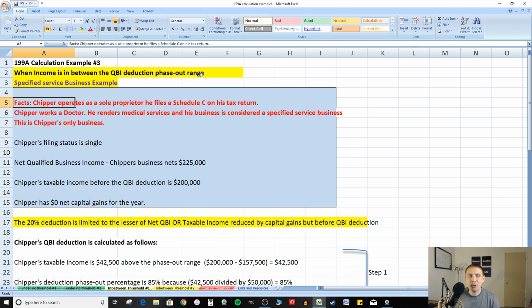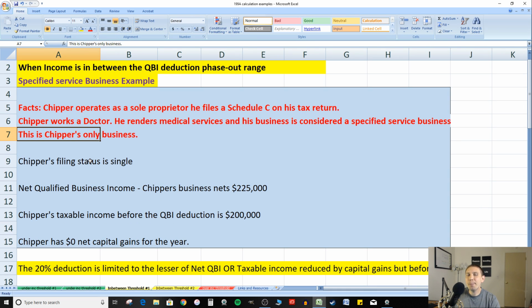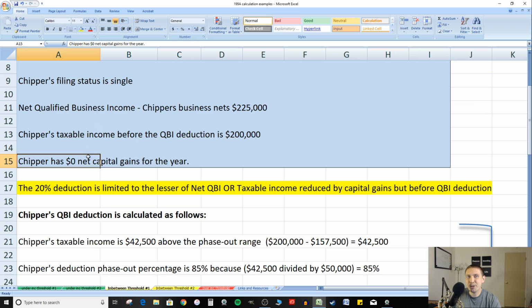His filing status is still single, but notice here, his net qualified business income is $225,000. And Chipper's taxable income before the QBI deduction, in this example, is $200,000. Chipper has no capital gains in this example, zero, so we don't have to worry about that. As you know, the 20% deduction is the lesser of your qualified business income or your taxable income reduced for any taxable gains. Once again, we're going to be looking at this $200,000 because it's less than the $225,000 of his net QBI.